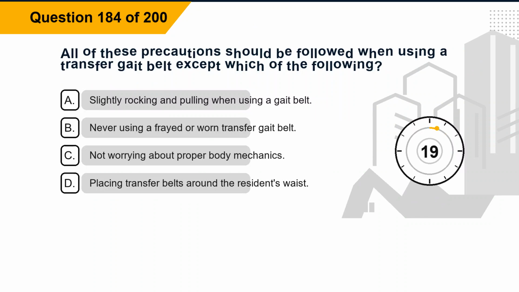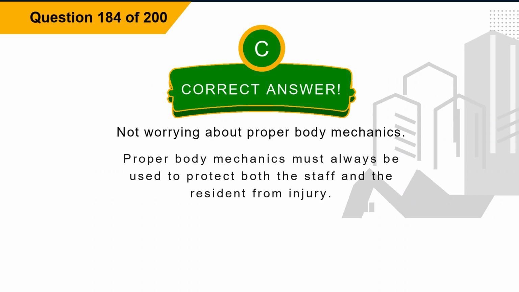Question 184. All of these precautions should be followed when using a transfer gait belt except which of the following? Option A. Slightly rocking and pulling when using a gait belt. Option B. Never using a frayed or worn transfer gait belt. Option C. Not worrying about proper body mechanics. Option D. Placing transfer belts around the resident's waist. The correct answer is option C. Not worrying about proper body mechanics. Explanation. Proper body mechanics must always be used to protect both the staff and the resident from injury.